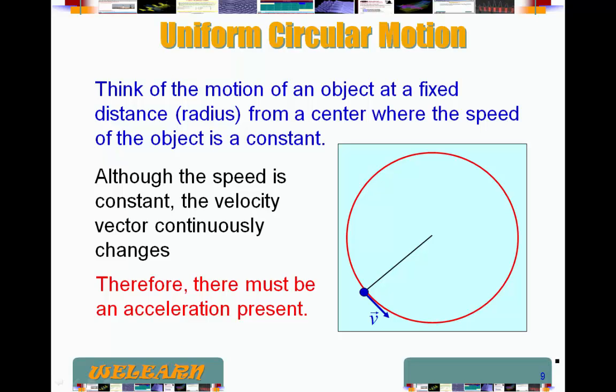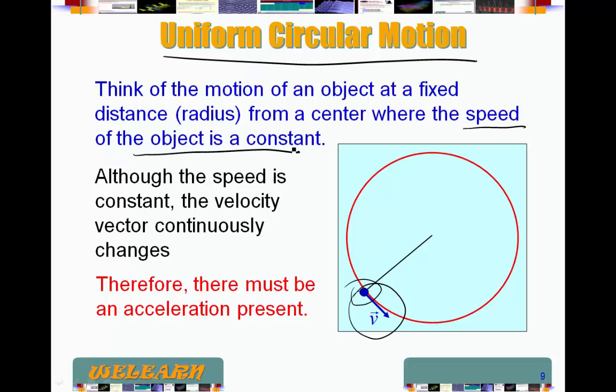Let's start by discussing the motion of an object like this blue ball here that's moving in a circle, the red circle here, at a constant speed. Now, we can say it's moving at a constant speed, but not constant velocity, because the direction of the velocity is going to be changing the whole time. But the size of the arrow, that's going to be the speed, is going to stay the same throughout the motion. We call this type of motion uniform circular motion.